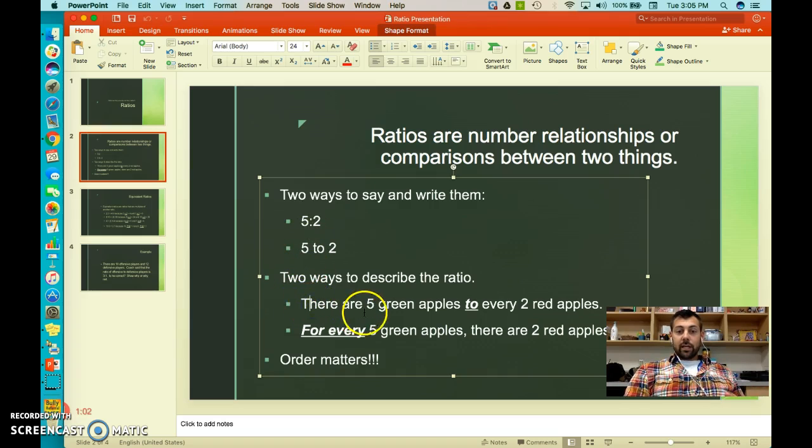So I could write it like this. There are 5 green apples to every 2 red apples. I have to use the word to, or I can also describe it using the words for every. For every 5 green apples, there are 2 red apples. Clearly you notice the 5 is written first, the 2 written second. The 5 is described by green apples, and the 2 stands for red apples. So now I've described what each number means. I've used ratio language, and I have them in the right order because order matters.